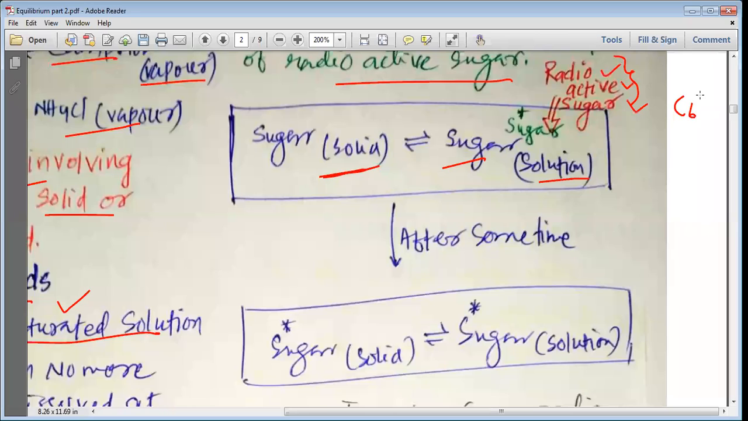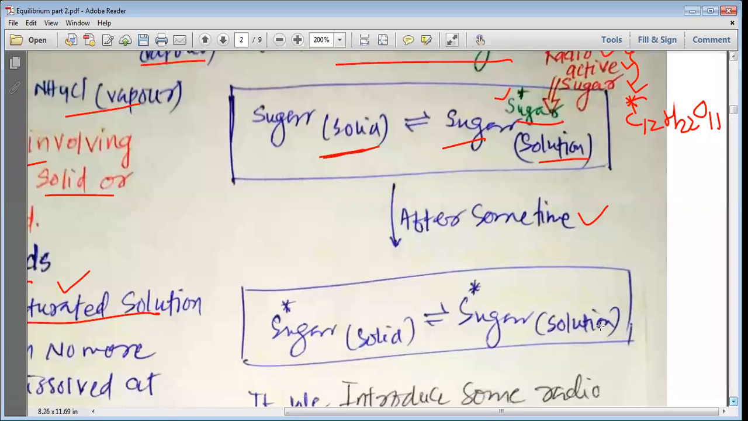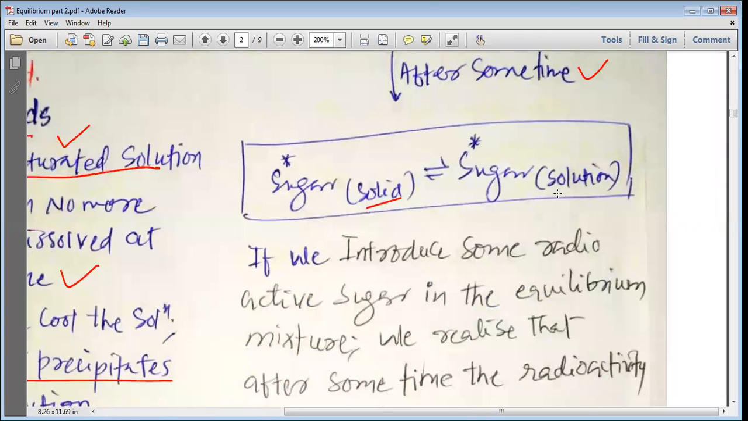So instead of just writing C12H22O11, now we will write it as radioactive, so we will put a star on this. So this sugar which has a star is radioactive sugar. Now this radioactive sugar was involved in the equilibrium, which disturbs it, and after some time the equilibrium is established again. We can see that both types of sugars, whether it is solid sugar or sugar present in the solution, now have radioactive sugar present in them.